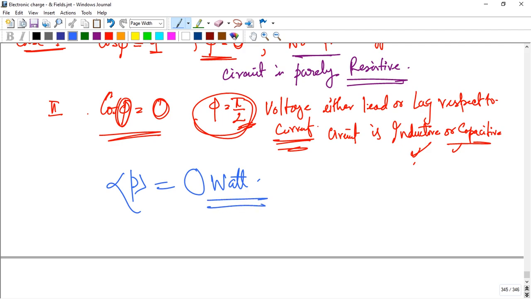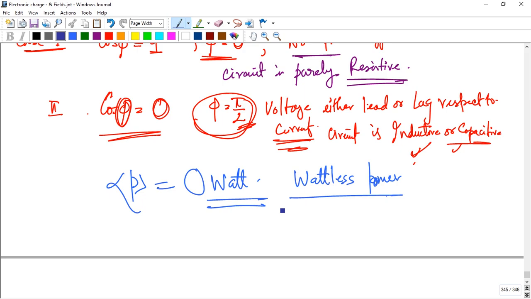But the current is flowing in the circuit, there is basically a current, but the power is 0, so that power is called wattless power. Current is obviously there, but the power is 0, that power is wattless power.